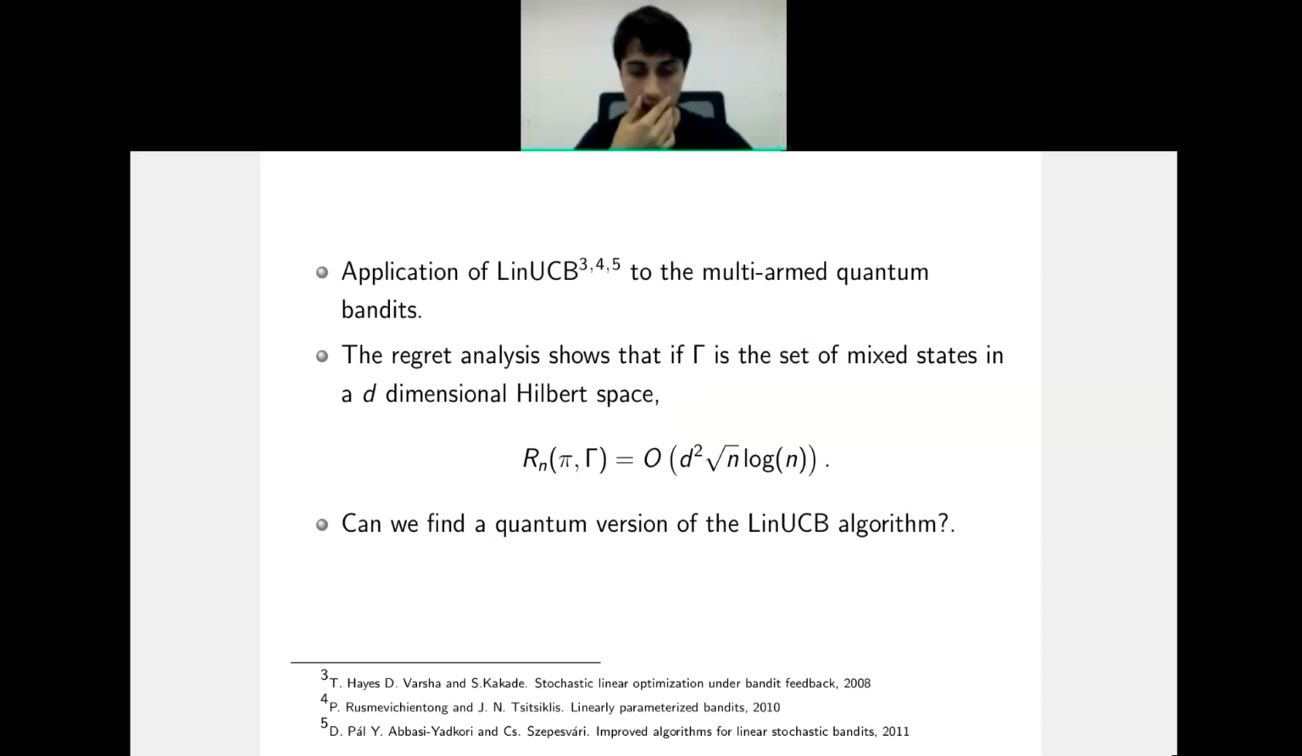So this is just an adaptation of the classical algorithm LinUCB for classical multi-armed stochastic bandits. So it's just an application of the classical algorithm. And the scaling that it achieves goes as square root of n, d squared, the dimension, and logarithm of n. So one question that we have here is, can we find a quantum version of this LinUCB algorithm, for example? Because this is just an adaptation of the classical problem.